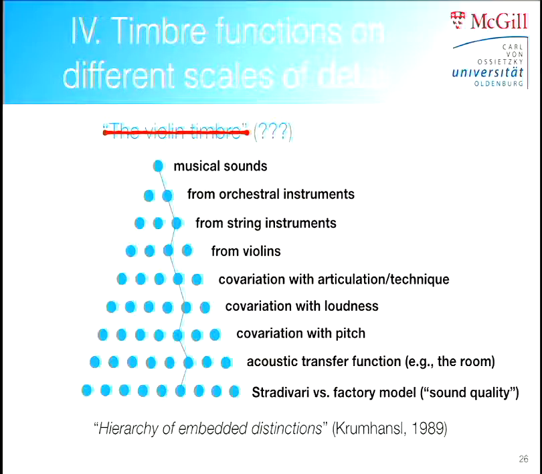The notion of the violin timbre is therefore very misleading, because the violin can generate a whole bunch of different timbres. Stephen McAdams always calls it a universe of timbres, and he makes this gesture. Carol Krumhansl calls it a hierarchy of embedded distinctions. And I think it's useful not to forget about this hierarchy, which you might visualize with a tree, in order not to get confused.